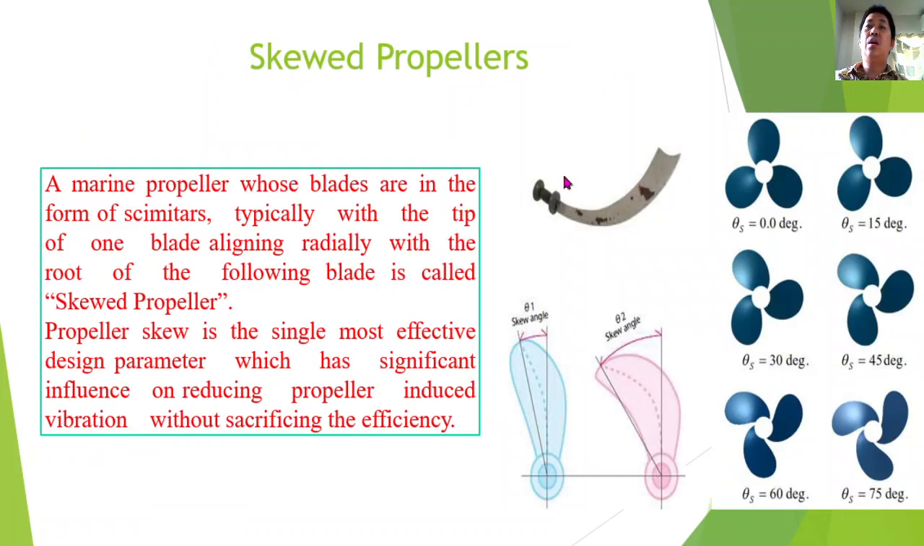So we have also here the skewed propeller. Marine propeller whose blades are in the form of scimitars, typically with the tip and one blade aligning radially with the root of the following blade, is called a skew propeller. Propeller skew is the single most effective design parameter which has a significant influence on reducing propeller-induced vibration without sacrificing efficiency.